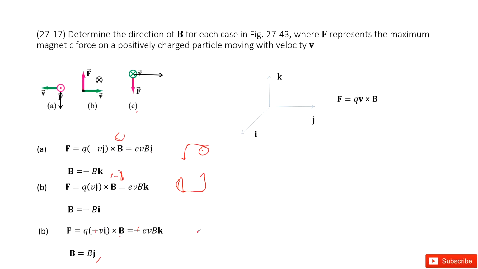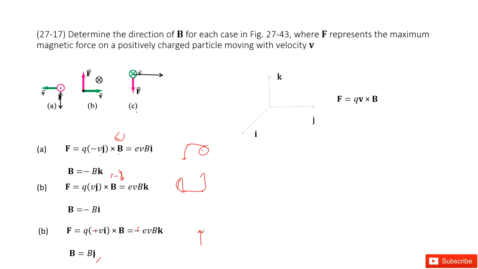Also, you can use the right-hand rule to solve it. You can see your four fingers move in. So your four fingers move in this way. And then your thumb needs to point down. So of course, you can rotate to the right.